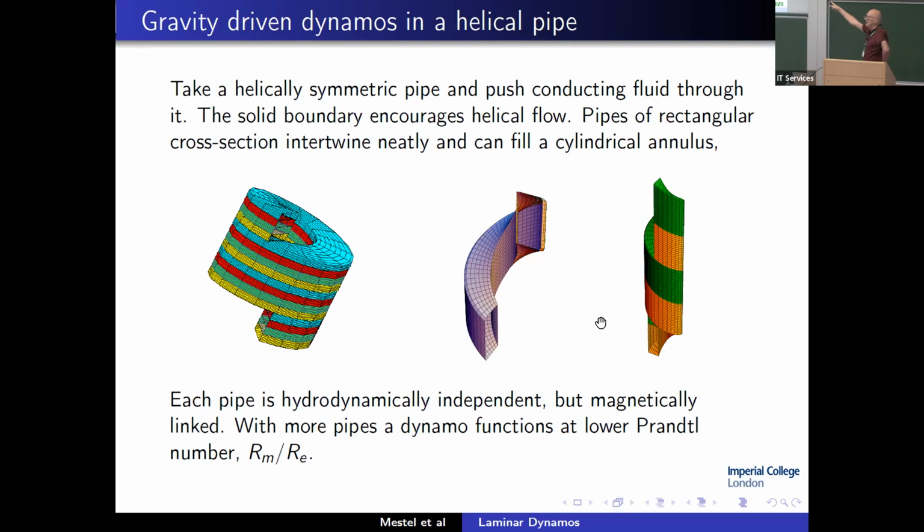And furthermore, if we wish, we can interleave more than one of these pipes in such a way that they fill a cylindrical annulus. So there's 1 in the middle, 2 on the right, 4 on the left. And that might be a good thing to do. Each pipe is then hydrodynamically independent, but the magnetic field can pass from one to the other. It makes it easier to drive a dynamo.